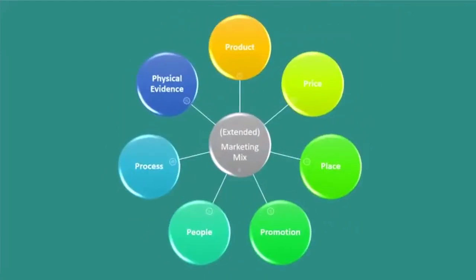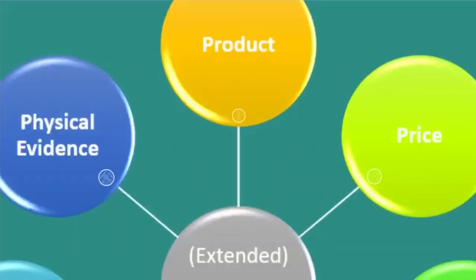This then evolved into a larger model, which is called the extended marketing mix. This has 7 key elements. It has the original product, price, place, and promotion, but also has new elements of people, process, and physical evidence. So let's look at each of these in turn.